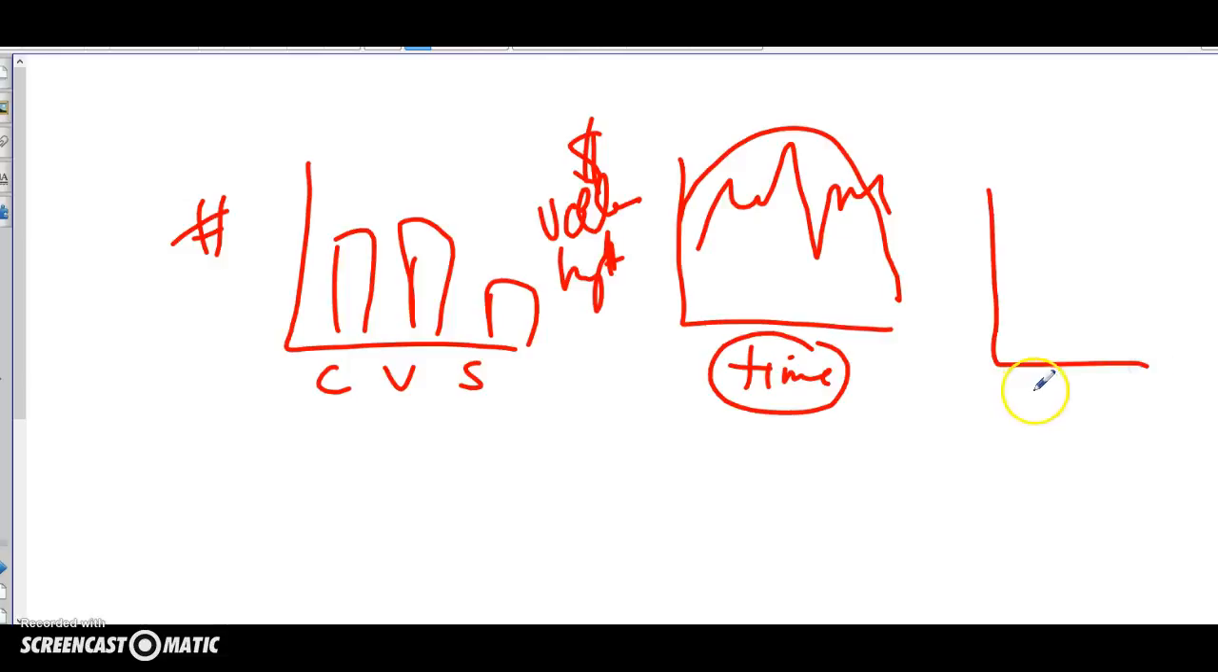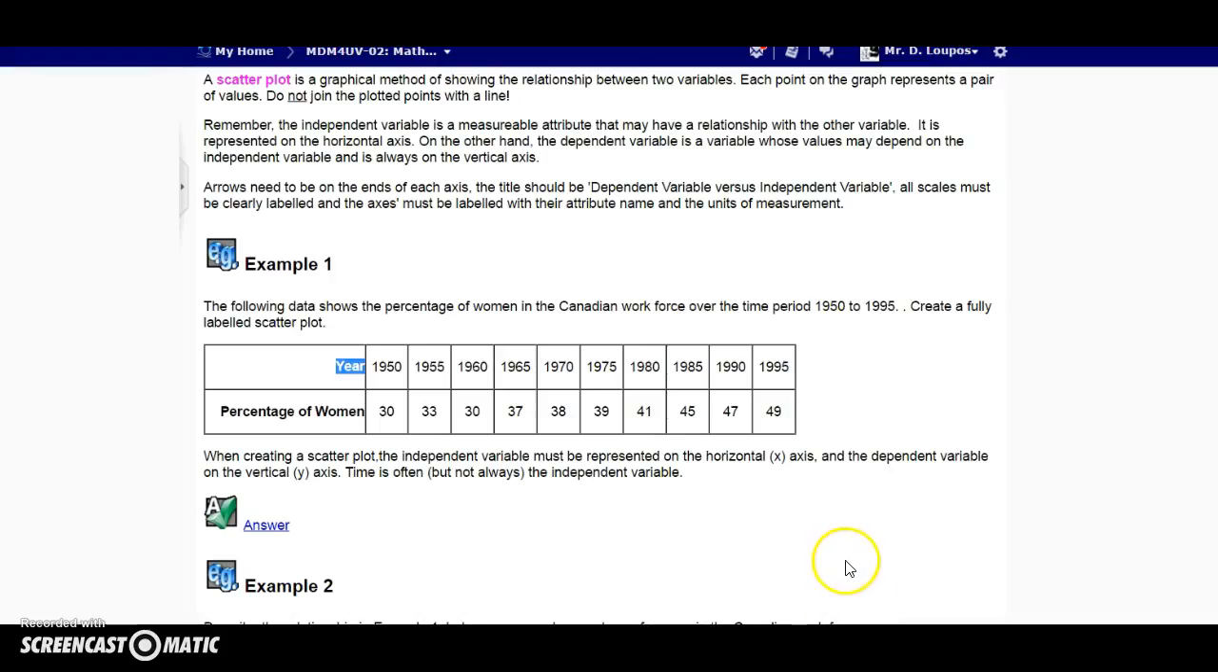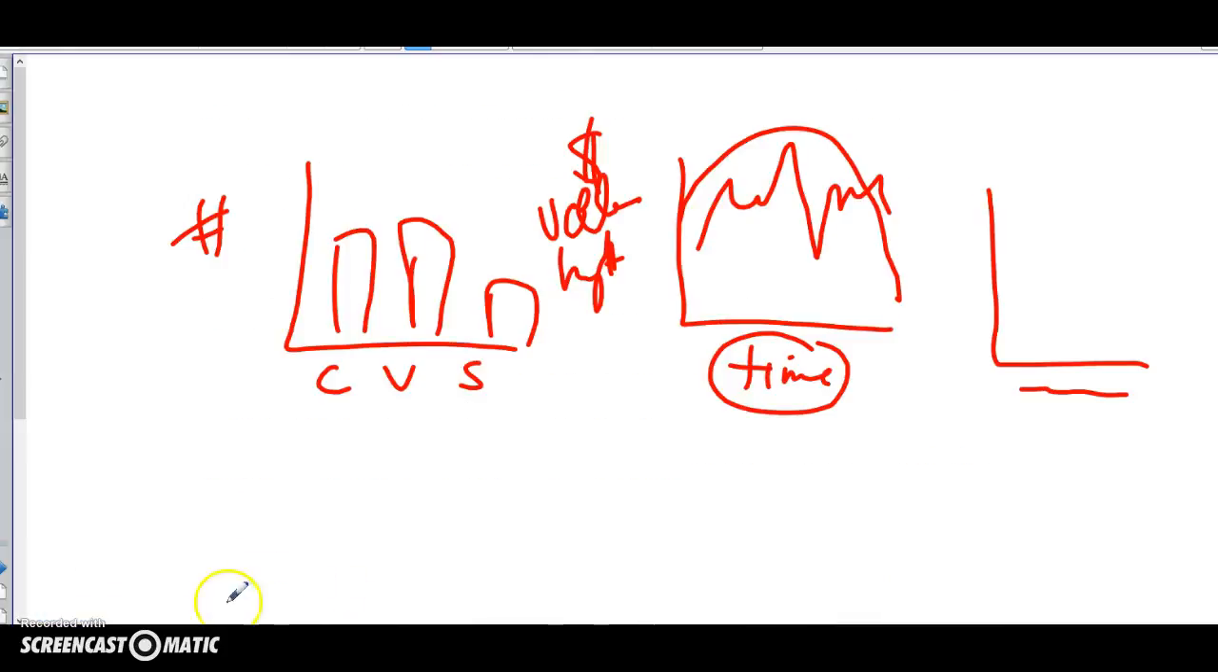So the last one had dates here, and then what was the topic? I can't remember. Percentage of women who worked in the workforce. Okay, percentage of women in the Canadian workforce over time. So in this case it's a little bit different. You have years here, and then you have percent here. And what you've been asked to do is a scatter plot. Okay, so put the points like this, and then see if you can make a line or a relationship out of this sort of thing.